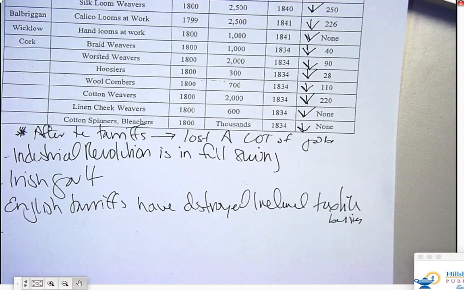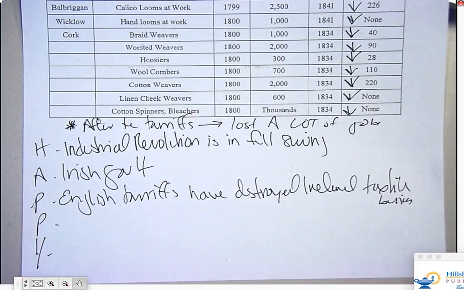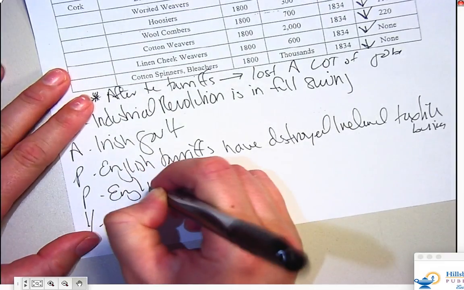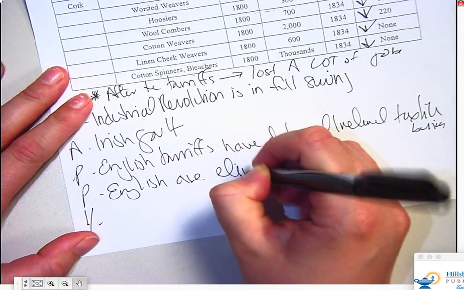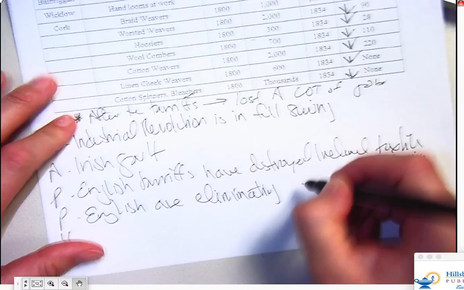It's showing us... how about Vanessa? No, it has nothing to do with machines. What do we got? The English monopolizing the textile industry by eliminating competition. Okay, English are eliminating. Nice job, Jack. Are eliminating textile competition.